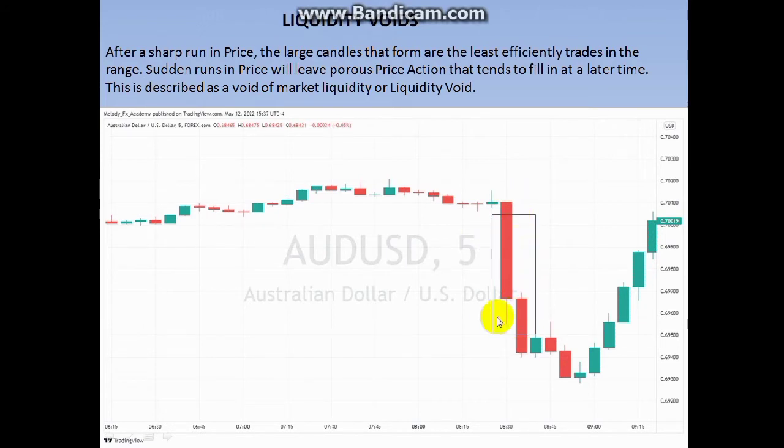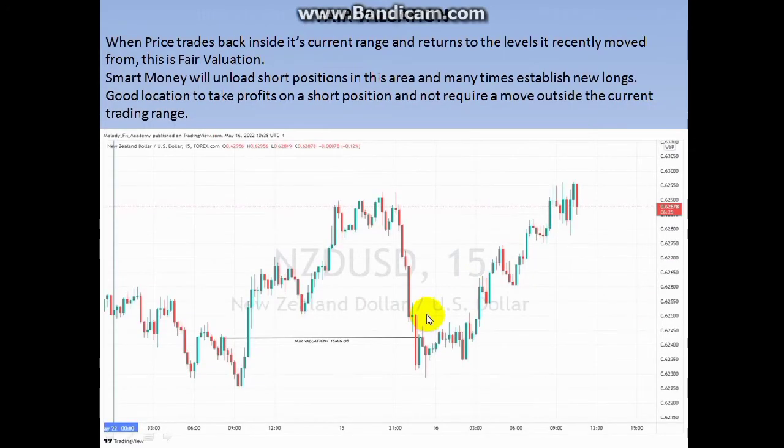Now we're going to talk about fair valuation. Fair valuation is when price trades back inside its current range and returns to the level it recently moved from. Smart money will unload short positions in this area and many times establish new longs. These are also good locations to take profits on short positions and do not require a move outside the current trading range.